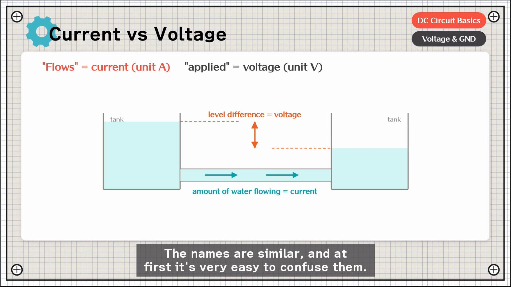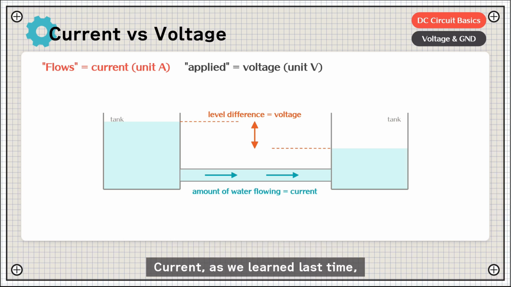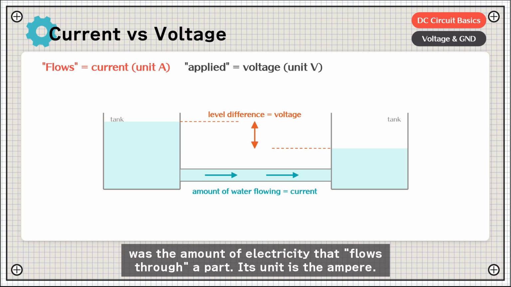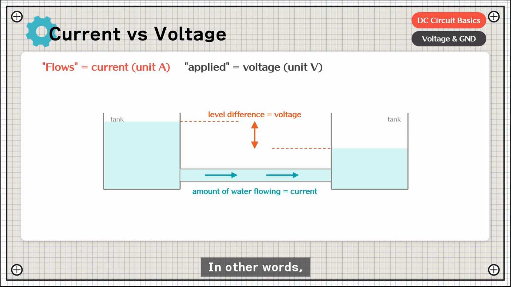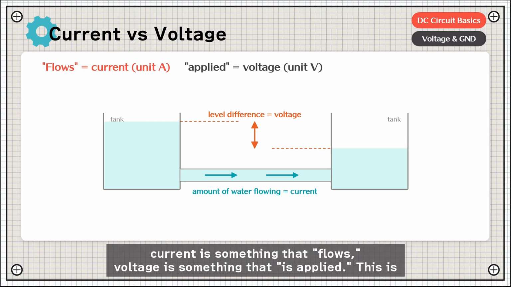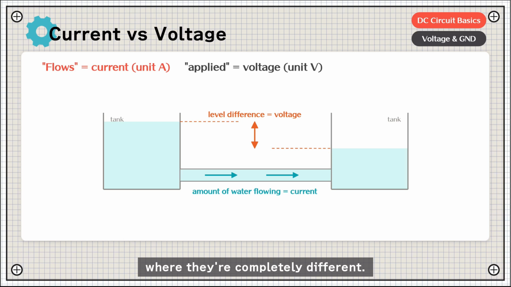The names are similar, and at first it's very easy to confuse them. Current, as we learned last time, was the amount of electricity that flows through a part. Its unit is the ampere. Voltage, on the other hand, is the difference applied across a part's two ends. Its unit is the volt. In other words, current is something that flows. Voltage is something that is applied. This is where they're completely different.